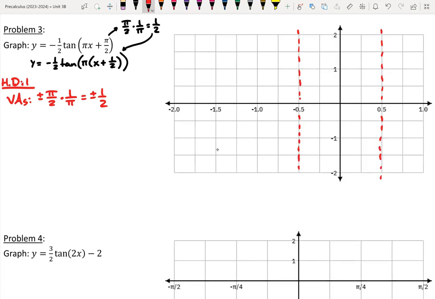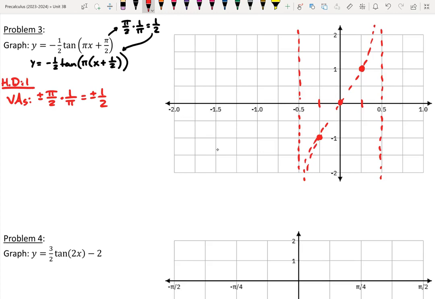Okay, and let's mark in our 5 places. So halfway, halfway again down at -1, halfway again at +1. Our nice, lovely tangent graph there.